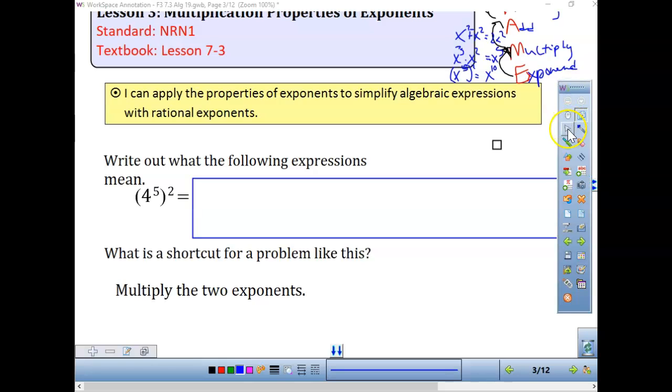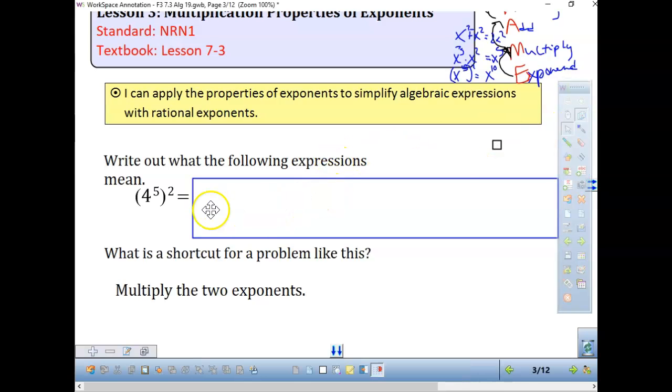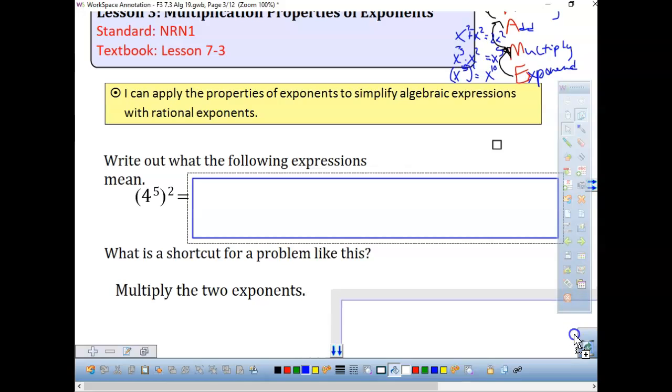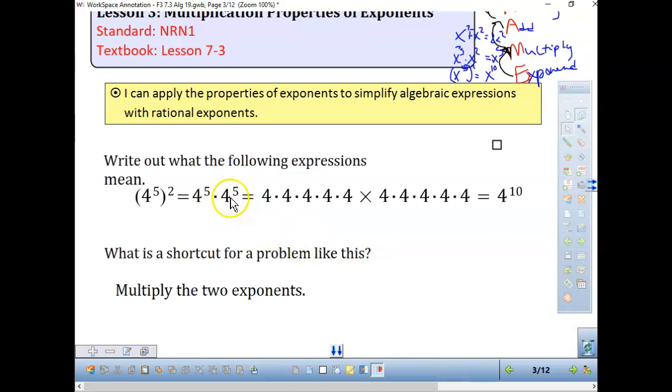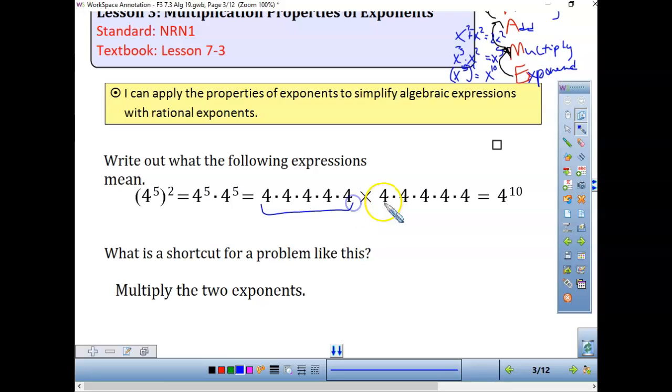So when you do your homework, at this first part, we're just asking you, what does this mean? 4 to the fifth raised to the second. That means I have 2 4 to the fifths. If I was going to write it out in expanded form, I have 5 4s, and I have another 5 4s. But if we're going to keep our answer as a power, there's a shortcut. And our shortcut is to multiply our two exponents together.